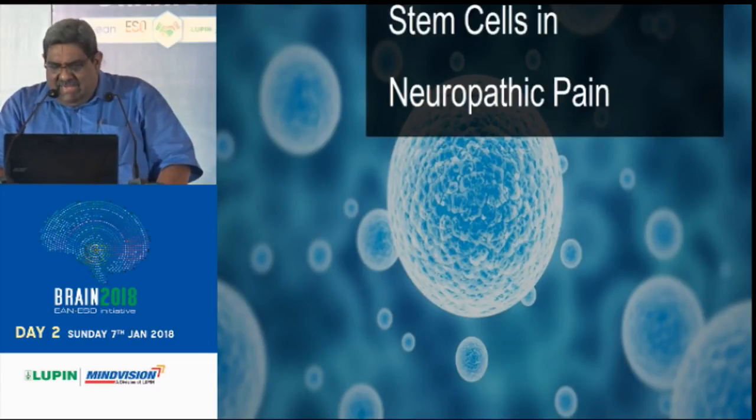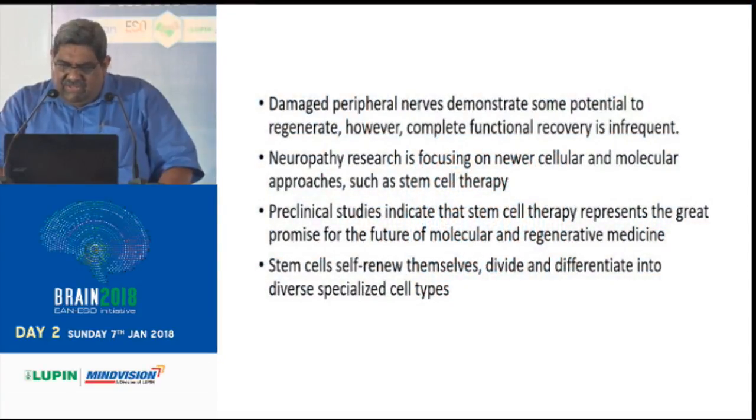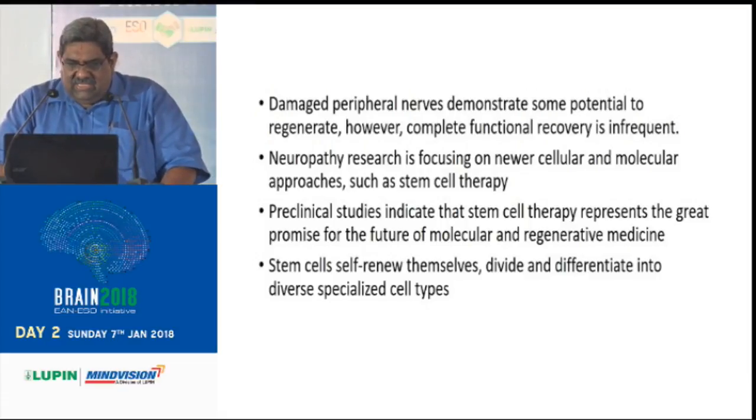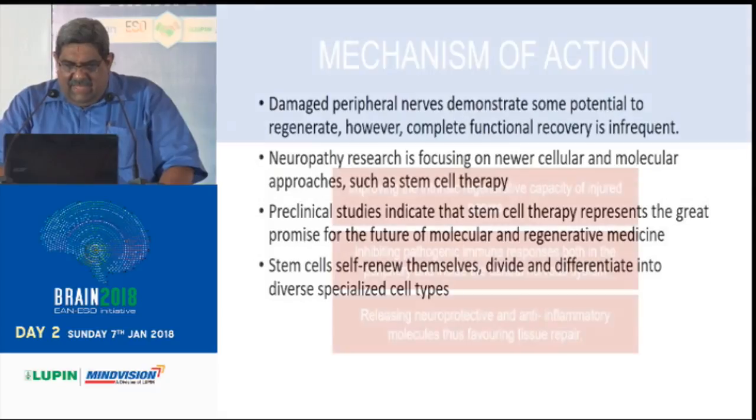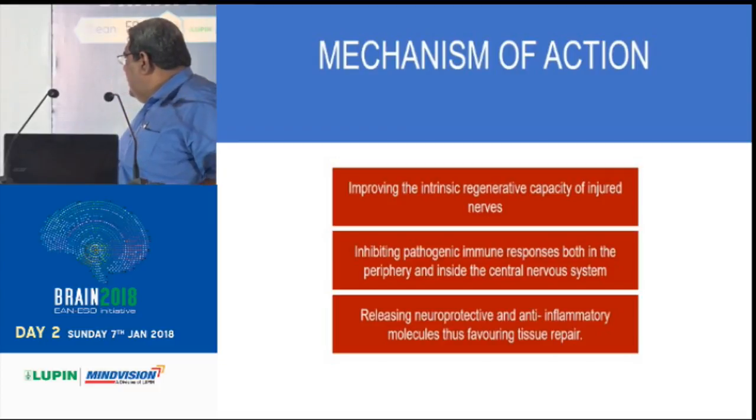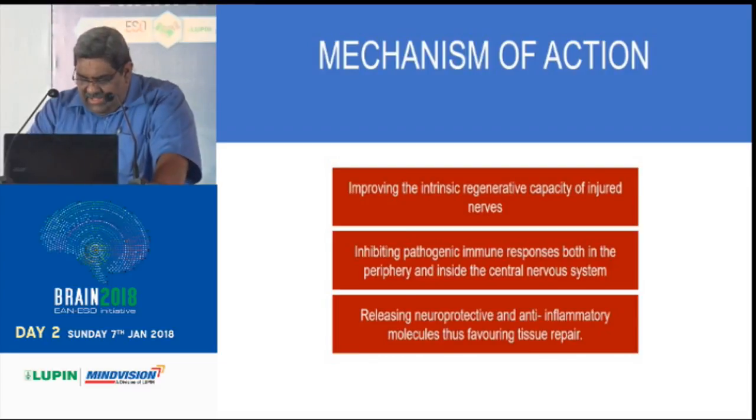The second entity is stem cells in neuropathic pain. The damaged peripheral nerve demonstrates some potential to regenerate. However, complete functional recovery is infrequent. Research is focusing on newer cellular and molecular approaches such as stem cell therapy. Stem cells are there everywhere, but in this area, an interesting finding is that they improve the intrinsic regenerative capacity of the injured nerves. They inhibit pathogenic immune responses both in the periphery and in the CNS, releasing neuroprotective and anti-inflammatory molecules that favor tissue repair. So what are the sources?